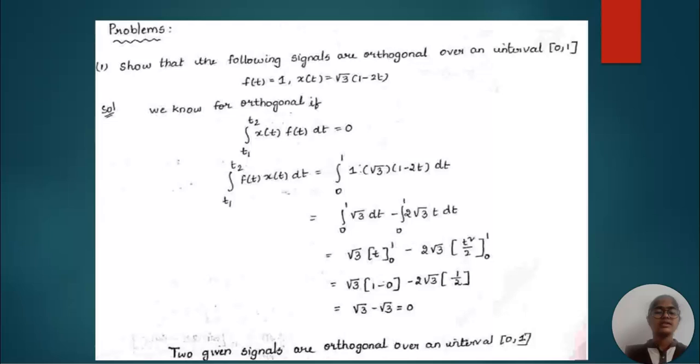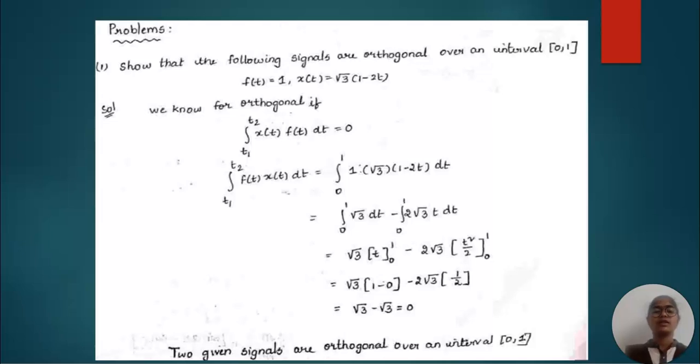Let us consider one example. Show that the following signals are orthogonal over an interval 0 to 1. f(t) equals 1 and x(t) equals square root of 3 into (1 minus 2t). We know that for orthogonality, the integral from t1 to t2 of x(t) f(t) dt equals 0. Here the limits are 0 to 1.